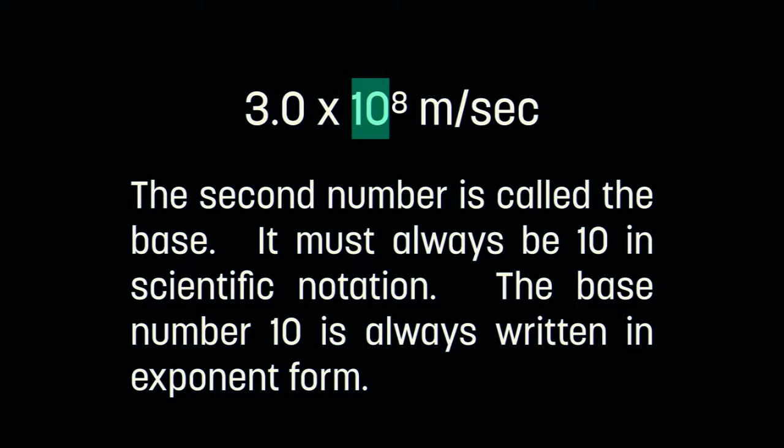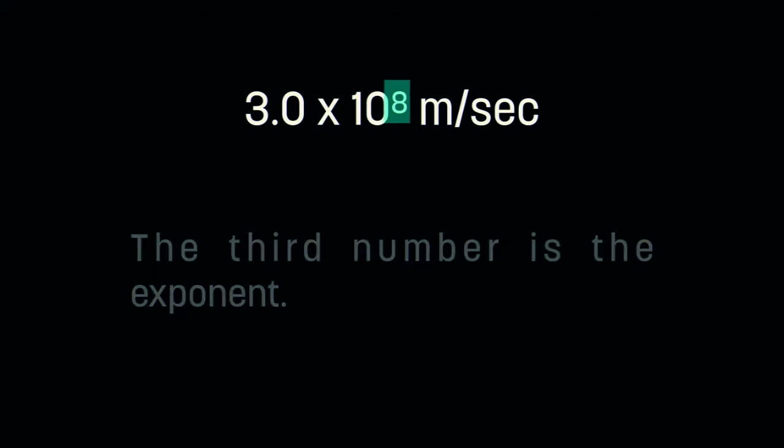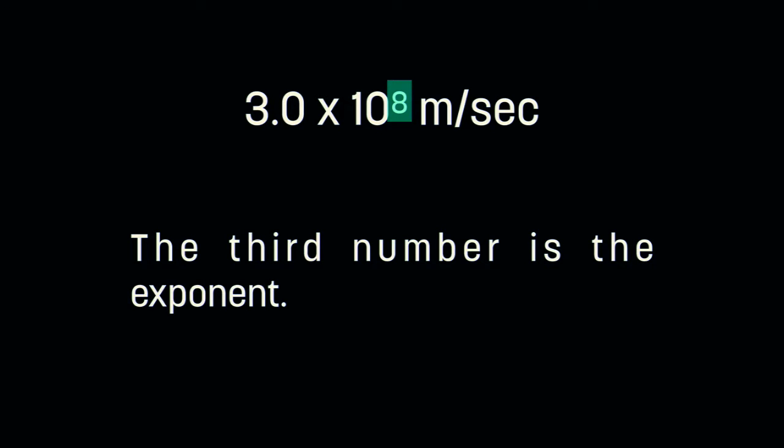The next number is called the base. And that is always 10 when it comes to scientific notation. You may see it written as an E on a graphing calculator or somewhere else in a textbook, but the E is equal to 10. The number that the 10 is raised to is the exponent. That's the third number. That's the power that we're raising 10 to. Basically how many zeros you're going to add or subtract from your number.